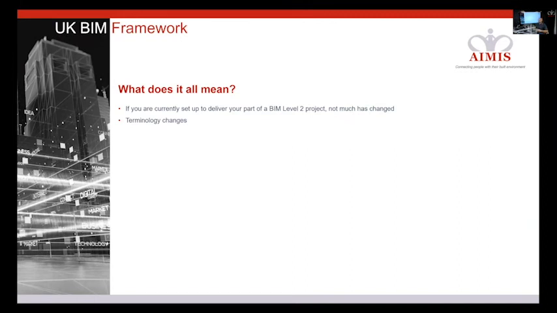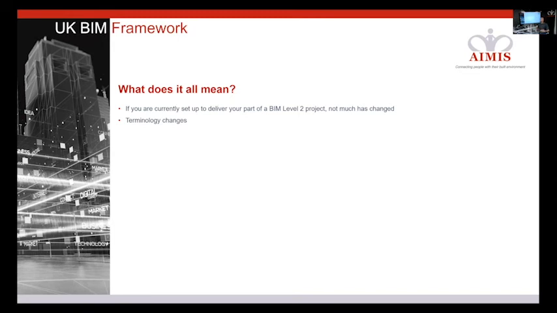Employer's information requirements are now exchange information requirements, which is quite confusing because essentially it's exactly the same document, but it's exchange instead of employers. So the acronym remains the same, you'll be pleased to know. Geometrical and non-geometrical replace graphical and non-graphical. Level of information need replaces level of detail.